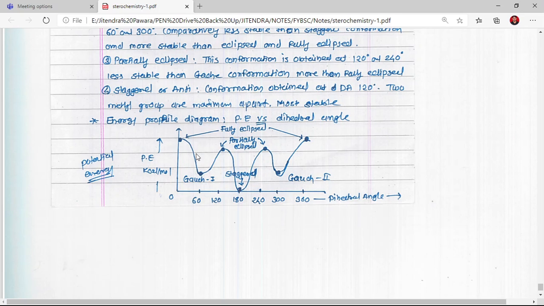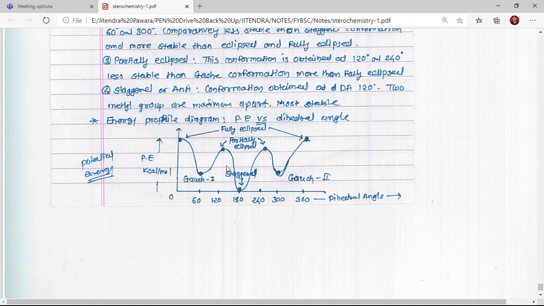Now when you rotate the back carbon by 60 degrees, you will get the gauche conformation, also called skew. This conformation is obtained at dihedral angles 60 and 300. This skew or gauche conformation is comparatively less stable than the staggered conformation and more stable than the fully eclipsed conformation.